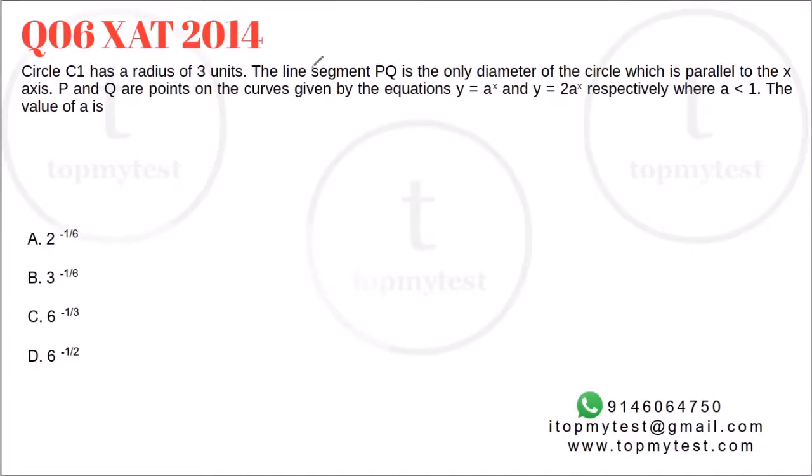And the last one is from XAT 2014. Another crazy question, but not difficult. Actually, if you draw the diagram, the question solves pretty easily. A circle C1 has a radius of 3 units.